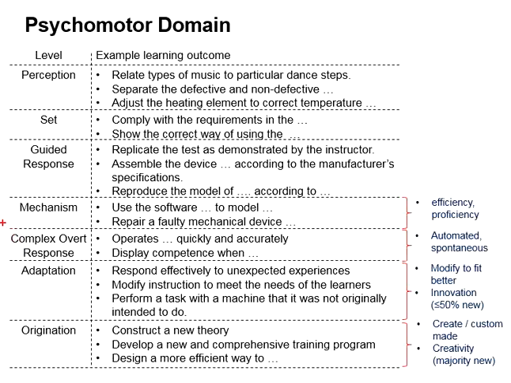Now the next one will be the complex overt response. This one will be the highest level of the guided response. Excellent proficiency, minimum redundancy, no wasted effort, automated and spontaneous actions, and highly coordinated performance. Let us look at some examples of this. Operate something quickly and accurately. Display competence when doing something.